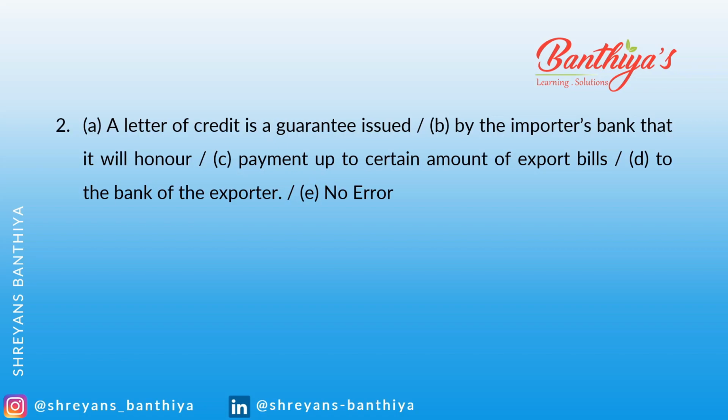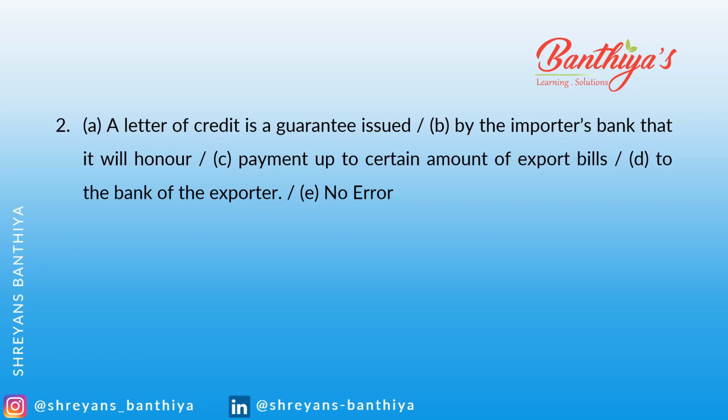Now where is the error? Yes, exactly, the error is in part C. Here the payment up to a certain amount should be there, because it is a very fixed amount. In LOC, the banks give a very specific amount up to which they are extending their guarantee, above which they do not extend their guarantees. So it's a very particular certain amount, and hence we have to use up to a certain amount.